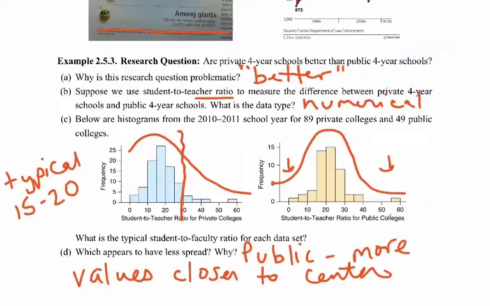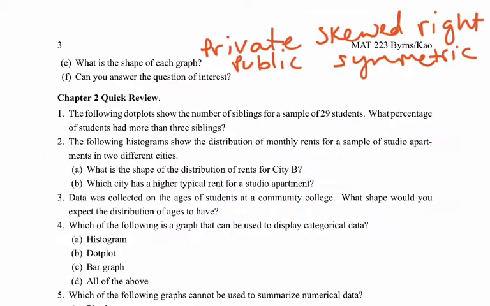Let me go back to the picture again so we can kind of see that. So for the private colleges, we have more that are lower in ratios, and then it kind of tails off on the right. The public colleges, it's a little bit more symmetric.